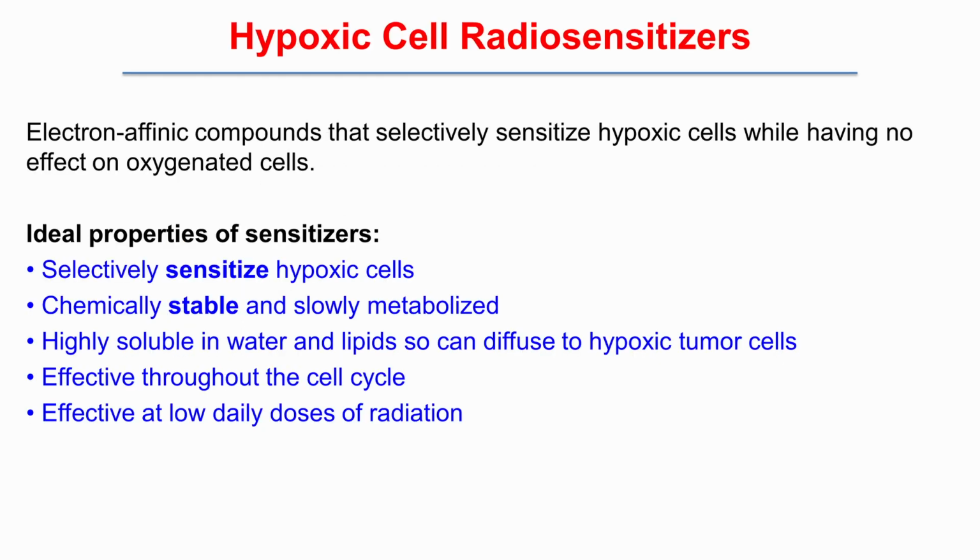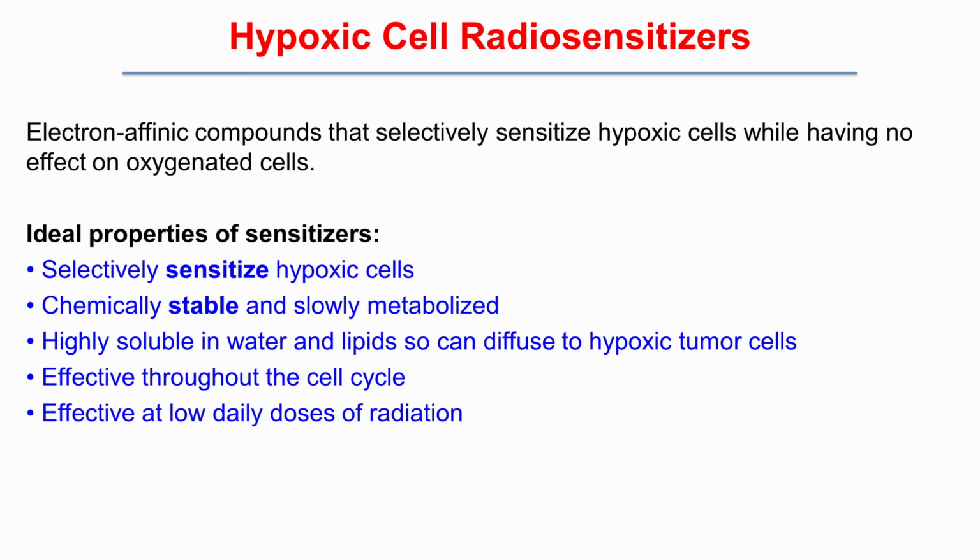There are some drugs which are called radiosensitizers that actually become active only in hypoxic condition. They are supposed to have no effect on normoxic cells, but some of them are still toxic. Anyway, they are electron affinity compounds that selectively sensitize hypoxic cells while having no effect on oxygenated cells.